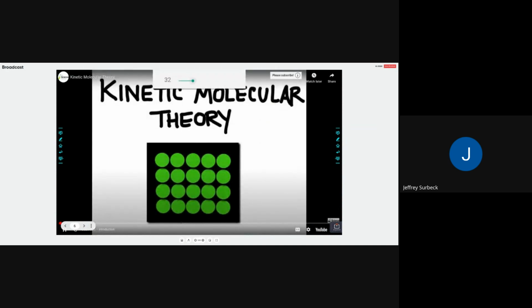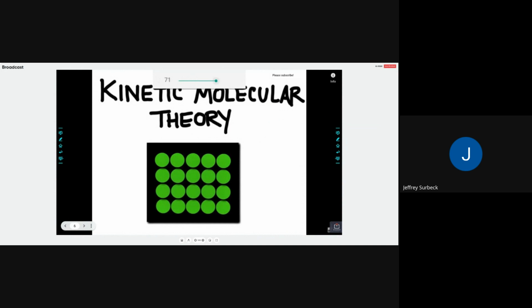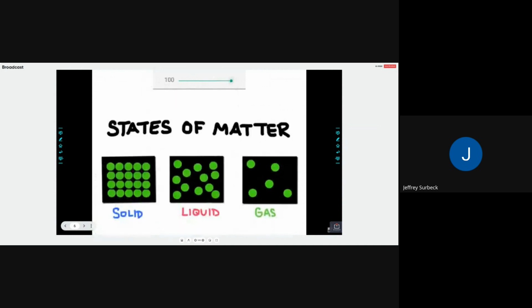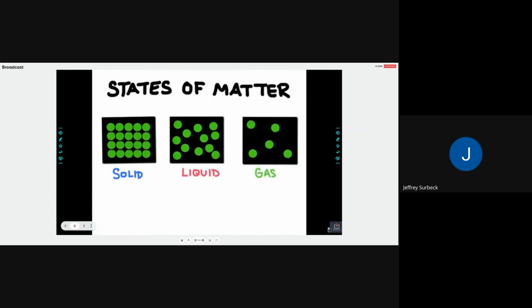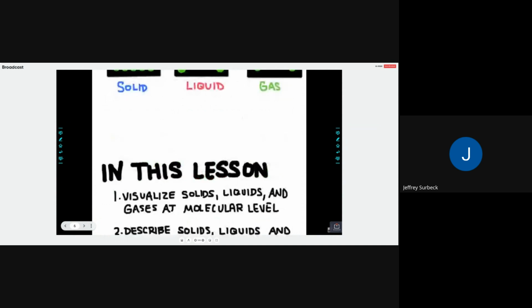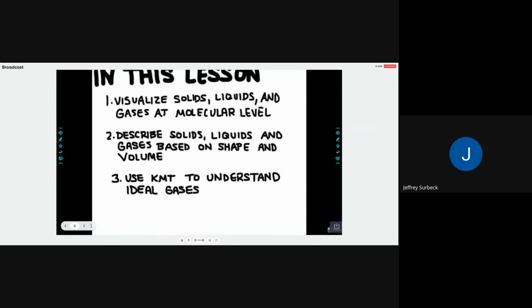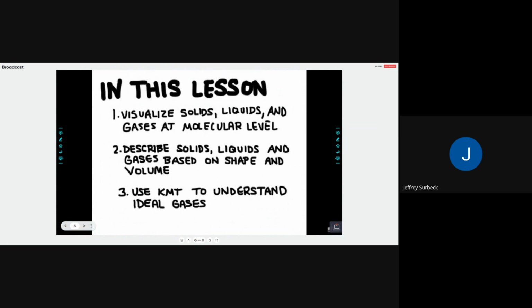Kinetic molecular theory is a scientific theory that is used to describe the states of matter, solid, liquid, and gas, and how they transform into one another. In this lesson, we're going to visualize solids, liquids, and gases at the molecular level. We're going to describe solids, liquids, and gases based on their shape and their volume. And then finally, we're going to use kinetic molecular theory to understand ideal gases. Each video in this series is going to help us better understand gases and how they behave under certain conditions of pressure and temperature. Kinetic molecular theory is going to lay the groundwork for our understanding of gases.